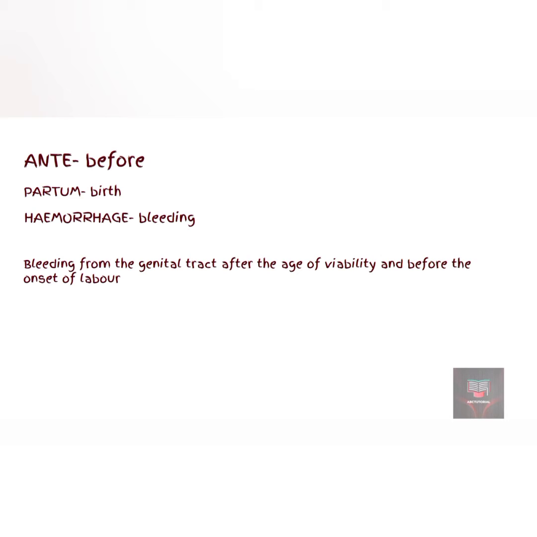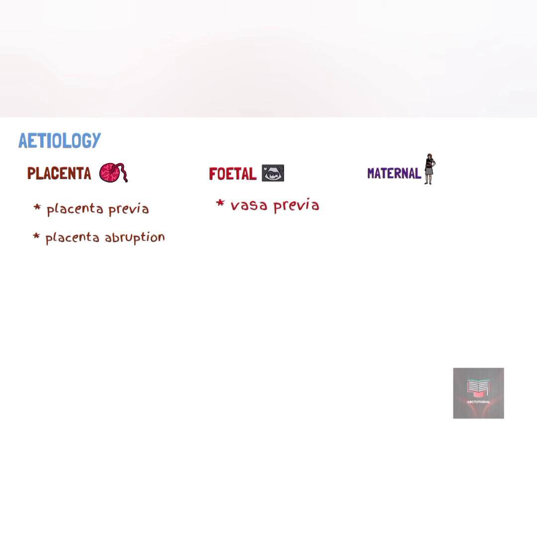The prevalence of antepartum hemorrhage is about 0.5 to 5%, with higher ratios occurring in developing countries. The bleeding could be from placental, fetal, or maternal origin. The placenta causes include placenta previa, in which case the placenta attaches partially or totally into the lower uterine segment. Placenta abruption, which is the premature separation of a normally situated placenta. Fetal etiology include vasa previa, which is bleeding from the fetal blood vessels.